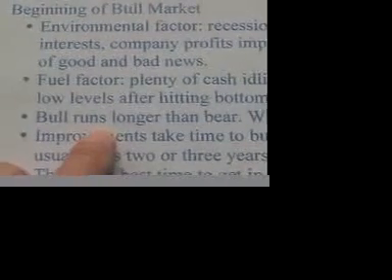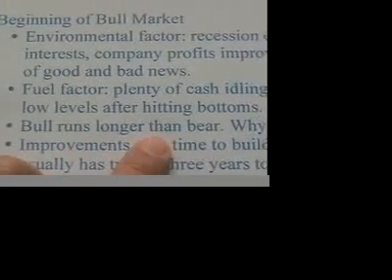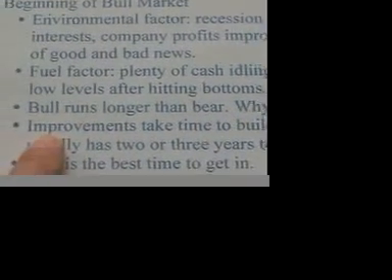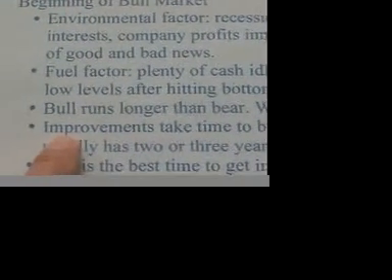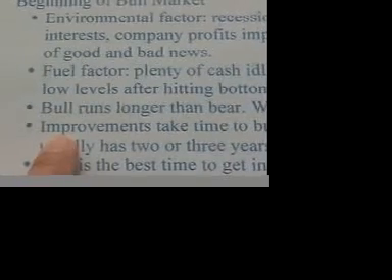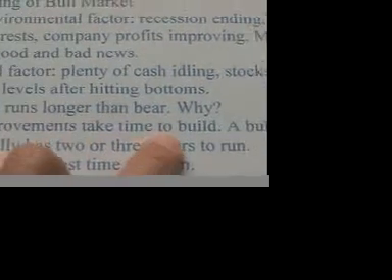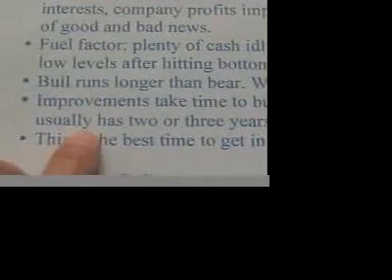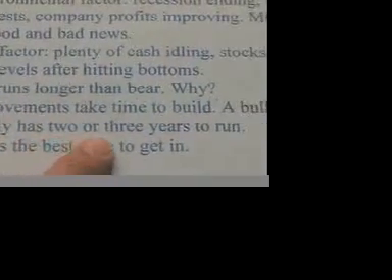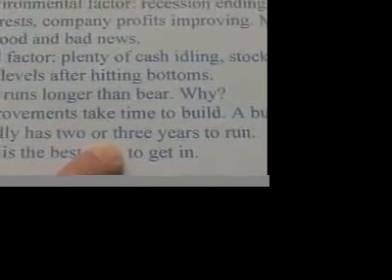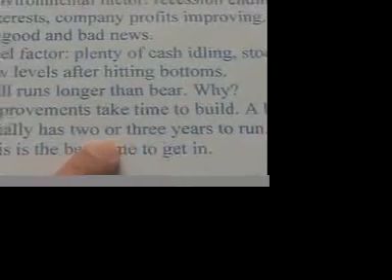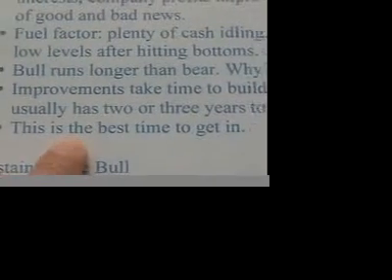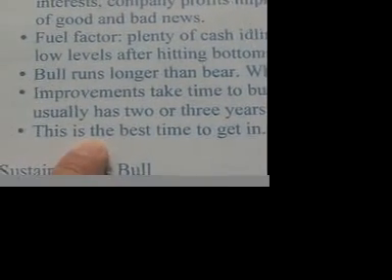Now the bull runs longer than the bear. Why? Well, very easy. Because a bull run means improvements. And improvements take time to build. So a bull usually has 2 or 3 years to run. A bear, probably half a year. Now this is the time to get into the market if you have the cash.